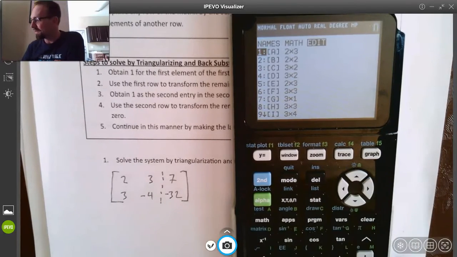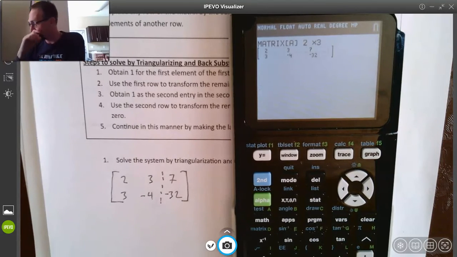What I want to do is edit the matrix, and right now it says 2 by 3. The first number in the matrix is how many rows it has. So it's always row by column. There are 2 rows and 3 columns. You can see I've already typed in this particular problem. So matrix A, 2 by 3.